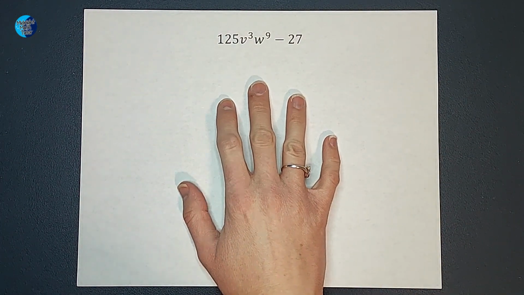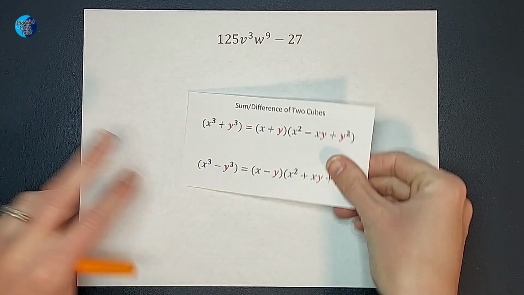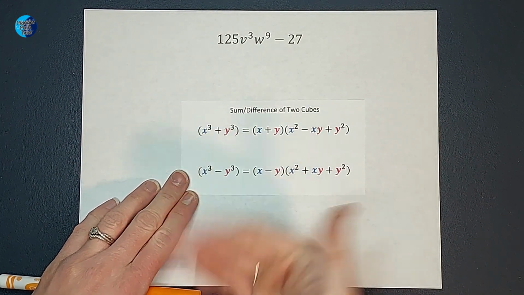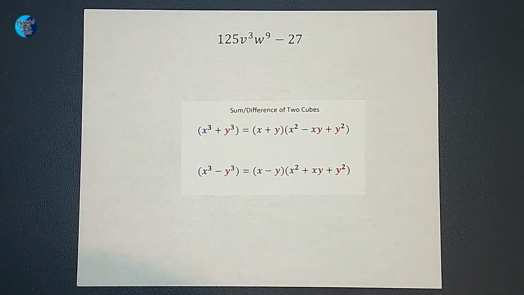Now, you've probably been doing a lot of factoring. Today, we are going to look at a very specific type of factoring that is called either the sum or difference of two cubes. Our problem here is minus, so it's going to be the difference of two cubes.